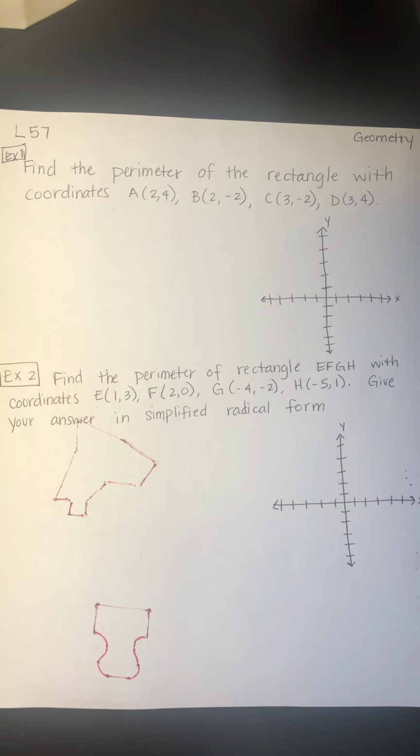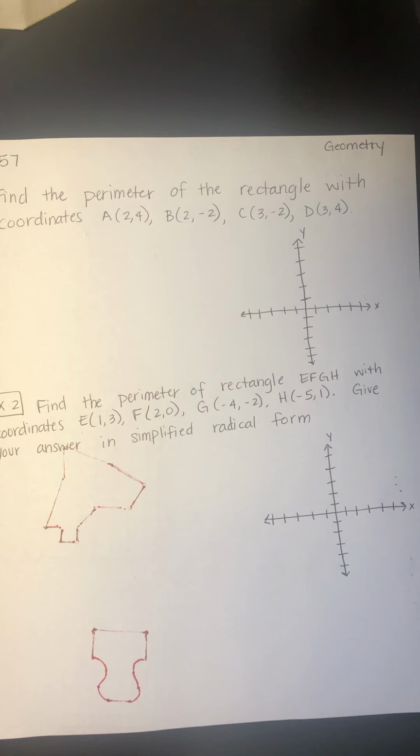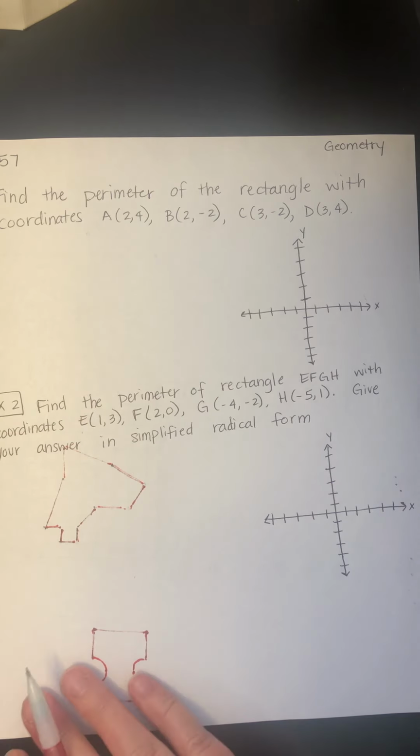Geometry, lesson 57, finding perimeter and area with coordinates. So we're just going to jump right in. The area of the figure just depends on what the shape is.